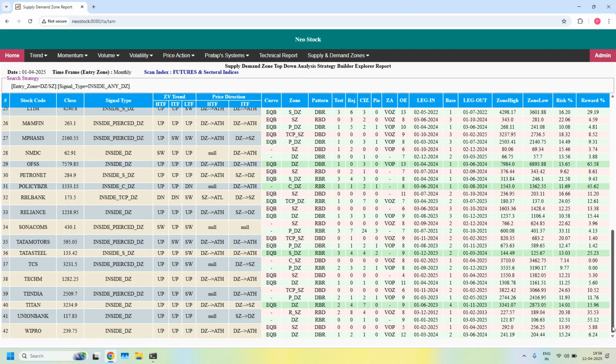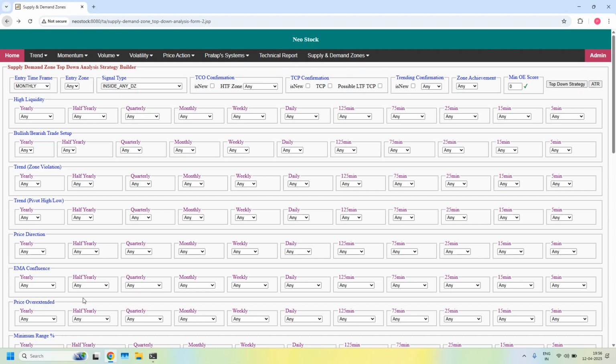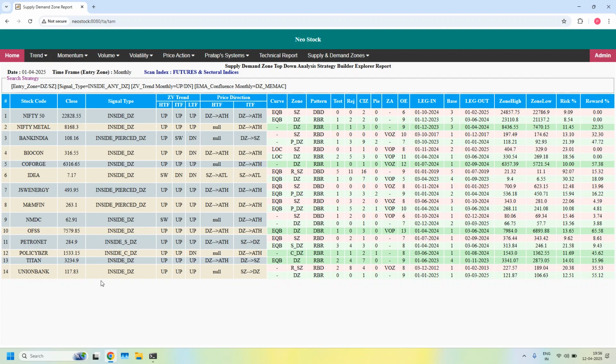We can further filter this list based on EMA Confluence. In the EMA Confluence at monthly, we are checking whether the monthly demand zone is having monthly EMA Confluence or not. At the same time, the trend on the monthly should not be sideways. So it can be up or down. Let's filter. See, now the list has come down to 14 stocks. Even NIFTY is also there. NIFTY monthly demand zone is having monthly EMA Confluence.